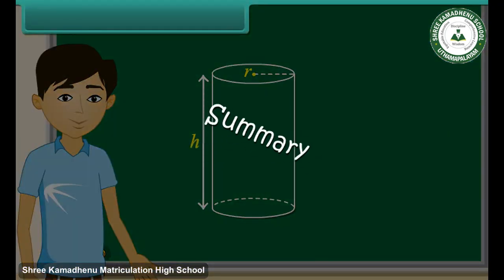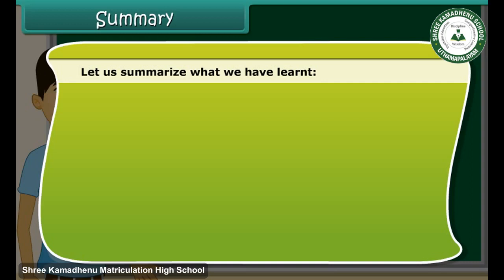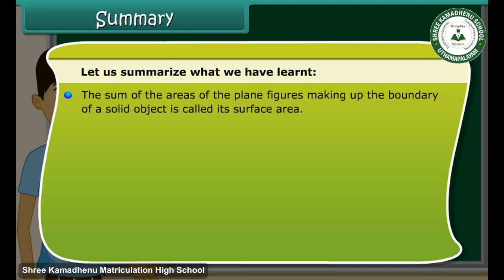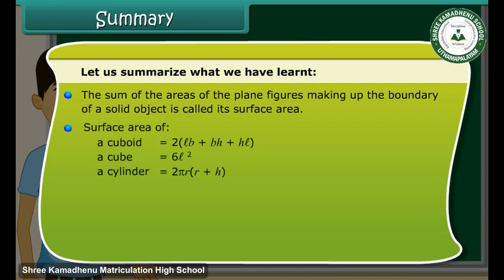Summary. Let us summarize what we have learned. The sum of the areas of the plane figures making up the boundary of a solid object is called its surface area. Surface area of a cuboid is equal to 2 into LB plus BH plus HL. Surface area of a cube is equal to 6L square. Surface area of a cylinder is equal to 2 pi r into r plus h. The volume of an object is the amount of space it takes up.